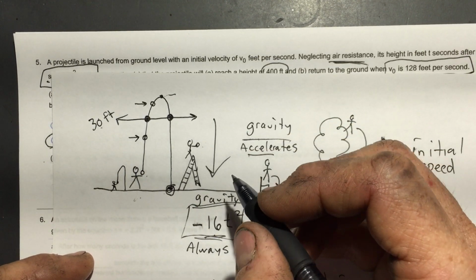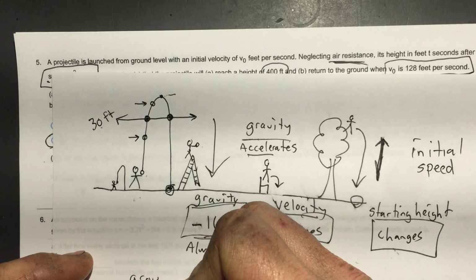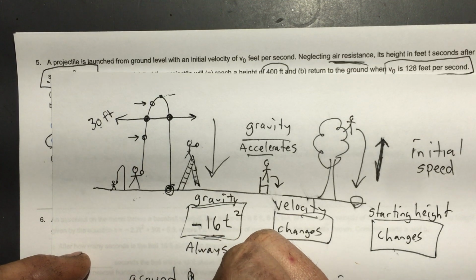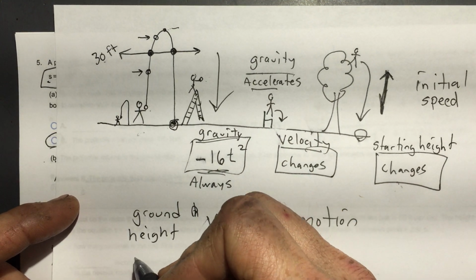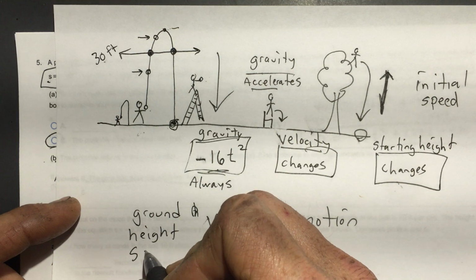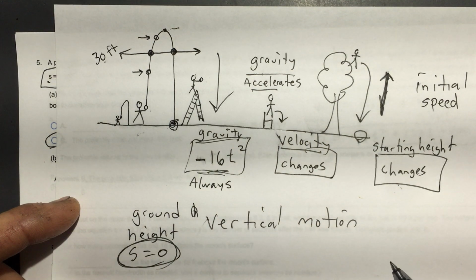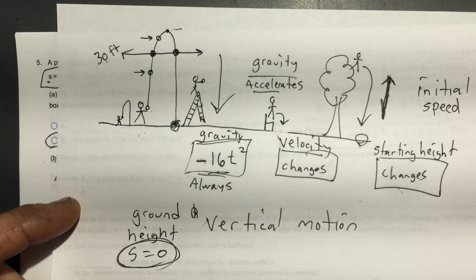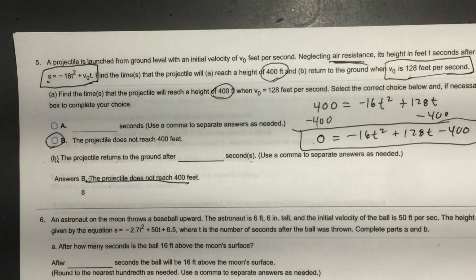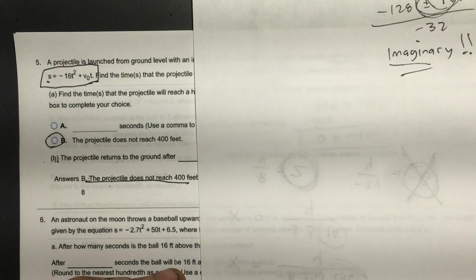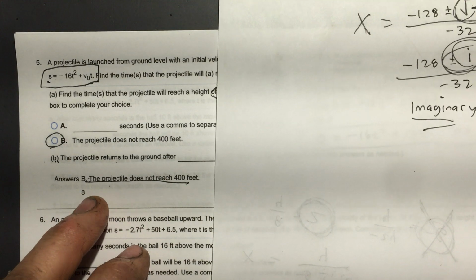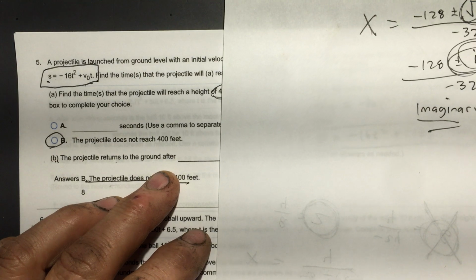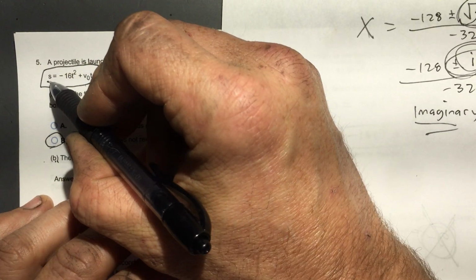All right, in all these problems, ground height is always 0. So your height, S, is always 0 for ground. Ground is always considered 0. So if I continue on here, when does the projectile return to the ground? That means right here for S, I'm going to put 0 there.